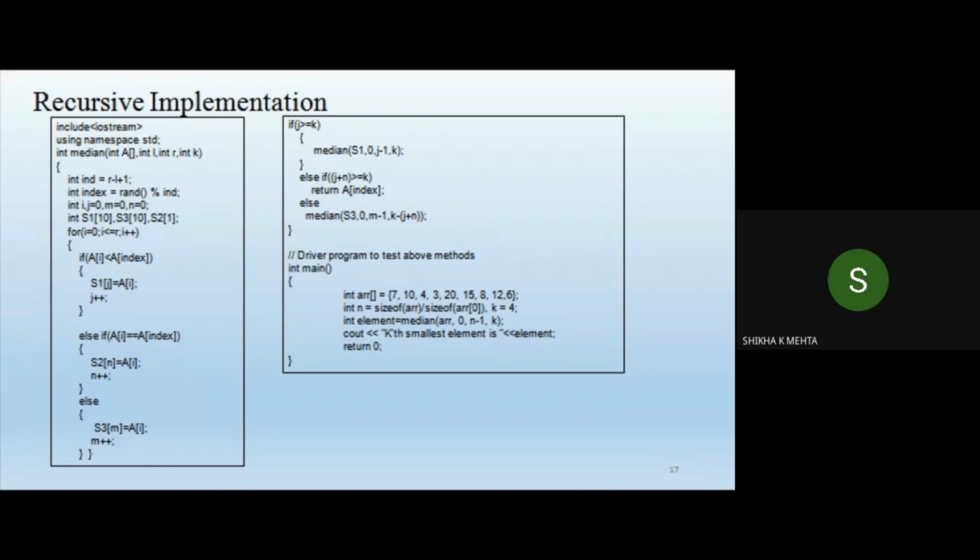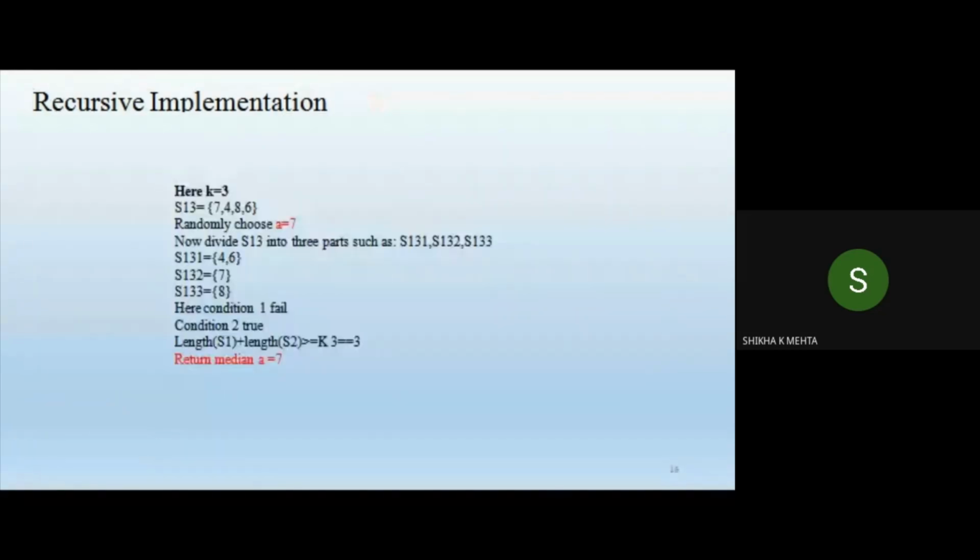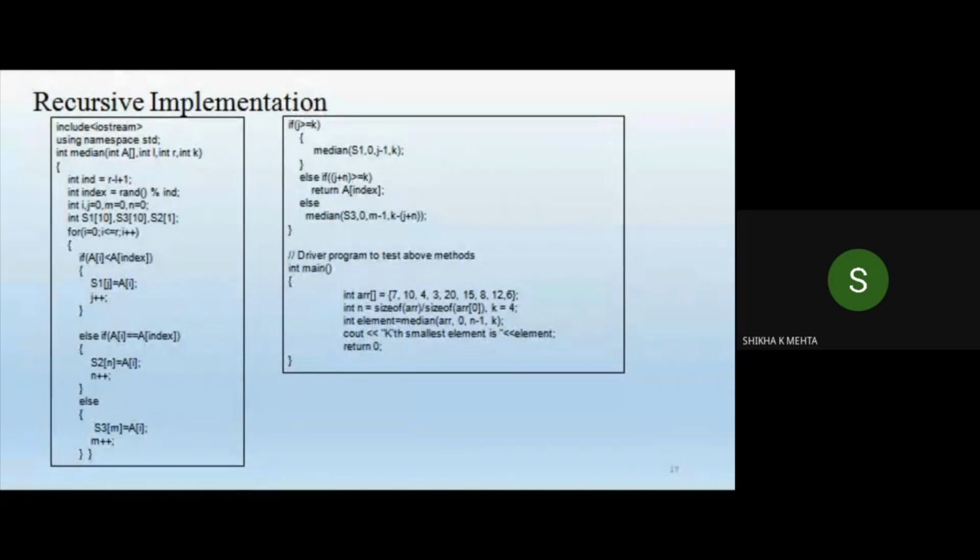So this is the recursive implementation of the median search algorithm, and here you can see we start from the main function. The same data has been taken over here. So what do we do? We call int element is equal to median of array, 0, n minus 1, k. We are passing these elements and calling this particular median search function, and here you can see we are just following all the same steps that we did in the previous example.